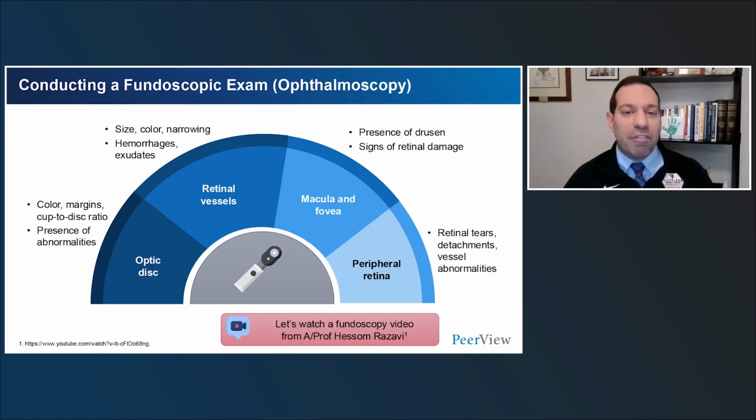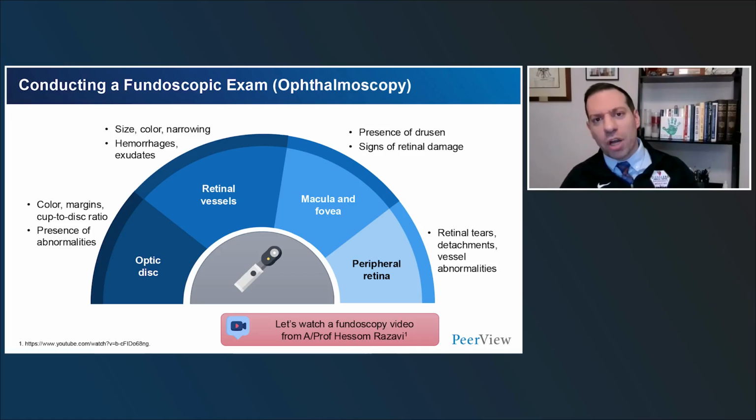So doing a fundoscopic exam is so important, especially as we talk about some of the pathology that our patient has that we had in our initial case, specifically because we need to be looking at the optic disc and the retinal vessels and the macula and the fovea and the peripheral retina, because this is how we're going to identify our cup and margin ratio, how we're going to identify if there's any hemorrhages or exudates, all of those classic findings that, as we go along here and we talk about our differentials, clue you into what the ultimate pathology is. So we're going to watch a video here in a moment, but briefly, Dr.